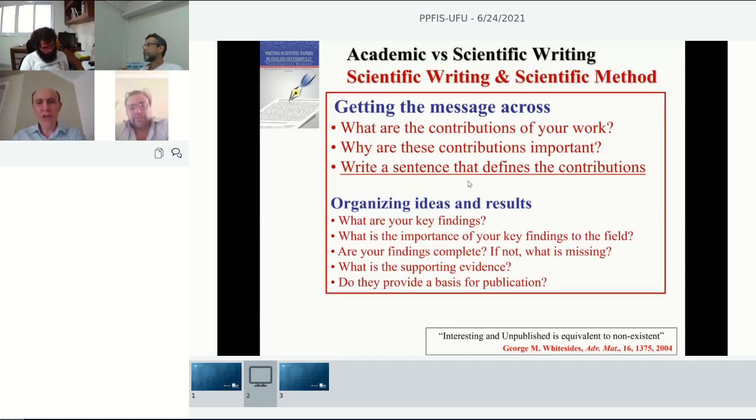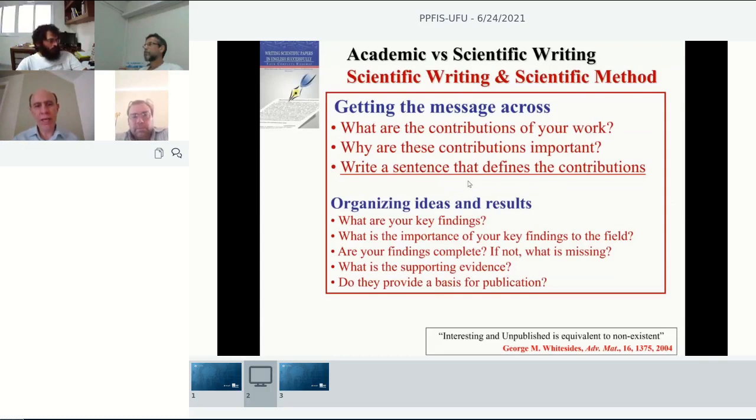I must be able to say things in English in different ways, say the same thing in different ways. And the strategy that I'm going to talk about today is about getting this variety in the linguistic use of English. Then, before you can start writing, you have to organize the ideas and results. You have to identify the key findings.